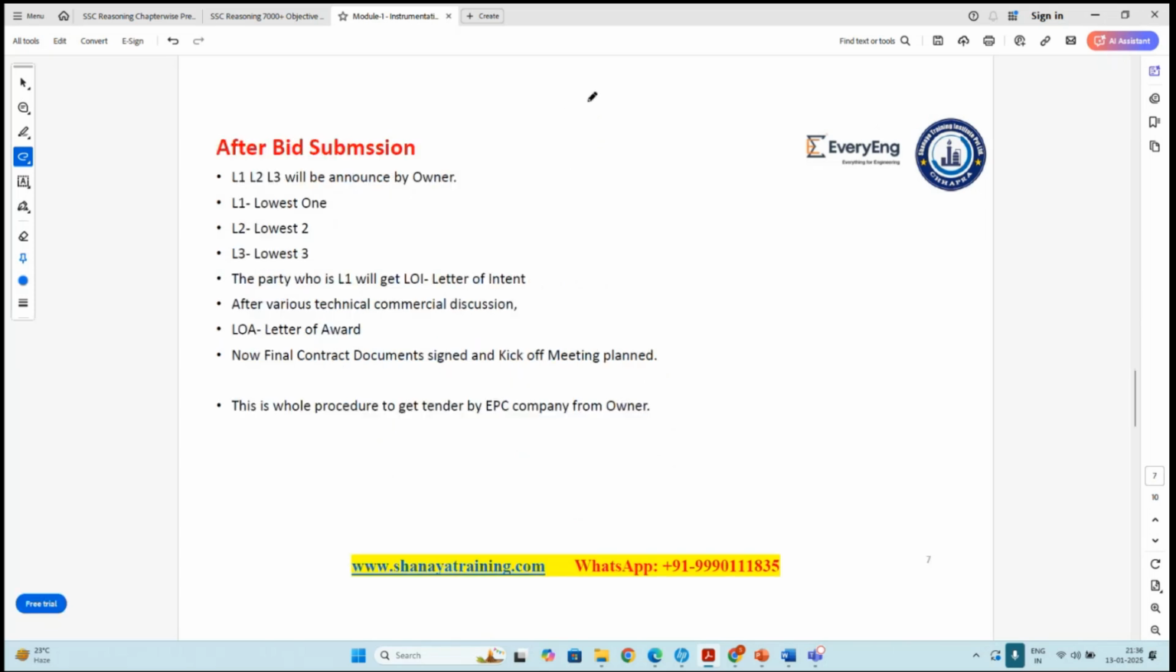Now, let us say 4 or 5 EPCs have participated in this tendering, and someone has quoted 4,000 crore, someone has quoted 4.5 thousand crore, someone has quoted 6 or 7,000 crore.